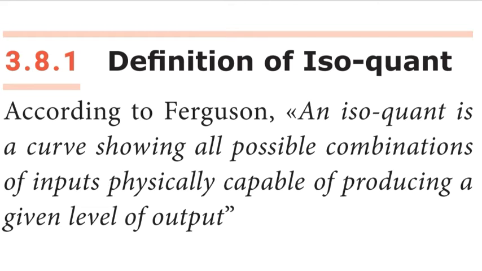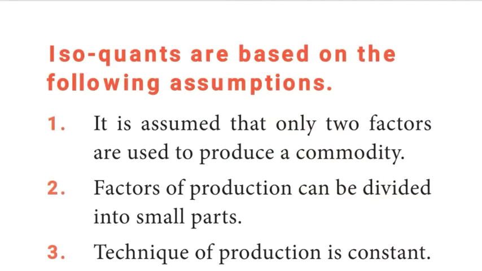In short, isoquant analysis helps to understand how different combinations of two or more factors are used to produce a given level of output. Isoquants are based on the following assumptions. First, it is assumed that only two factors are used to produce a commodity. Second, factors of production can be divided into small parts. Third, the technique of production is constant.